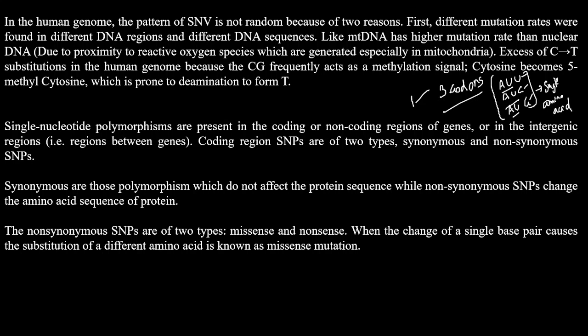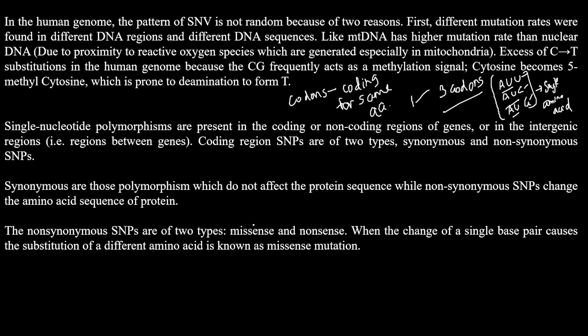So what does it mean? All of these codons are coding for the same amino acid. So if there is any polymorphism in, let's say, the C region, and it becomes T, then no difference in the amino acid.